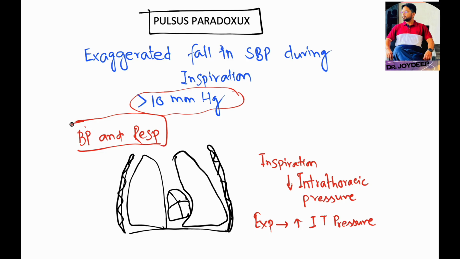the respiration. As we know, during inspiration there is downward movement of the diaphragm and expansion of the chest wall. That leads to a decrease in the intrathoracic pressure during inspiration, and during expiration the opposite occurs, which leads to the increase in the intrathoracic pressure.